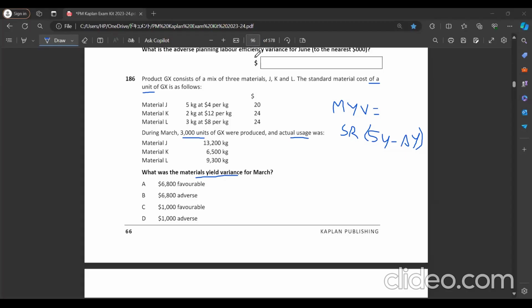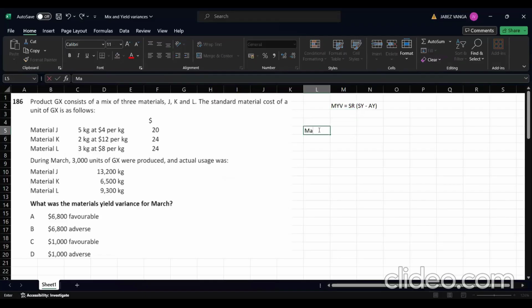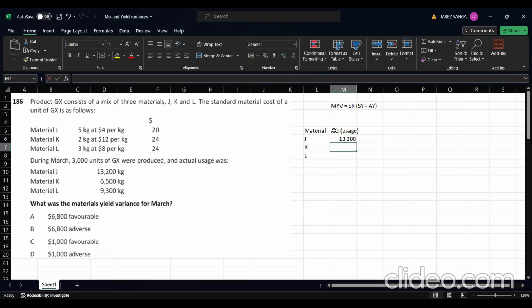So this is the data. We see there are three types of material that are consumed: J, K, and L. The actual quantities, the actual usage or consumption, are given as 13,200, then 6,500, then 9,300. The total actual consumption or usage of material is 29,000.